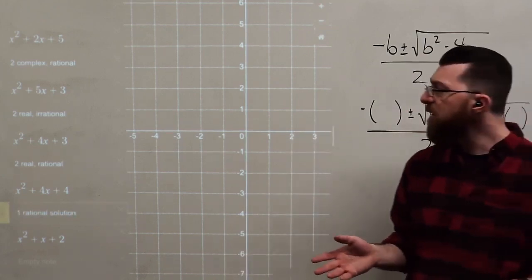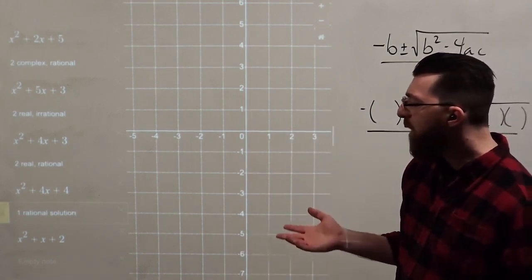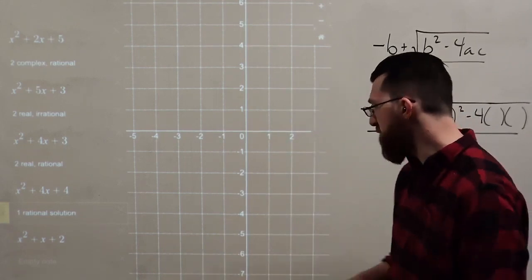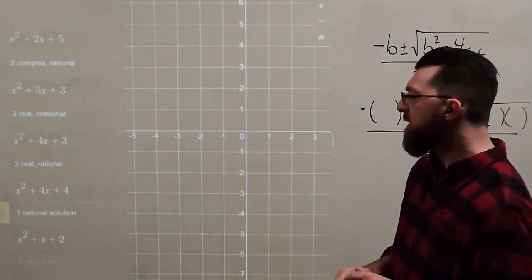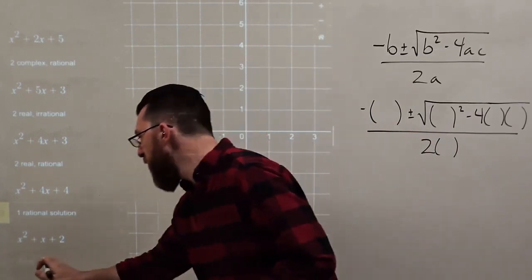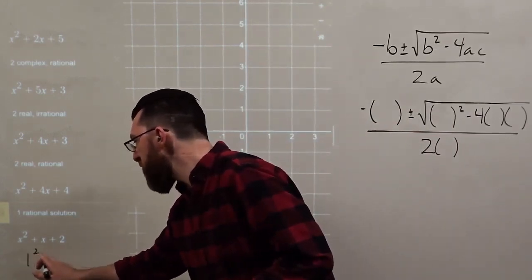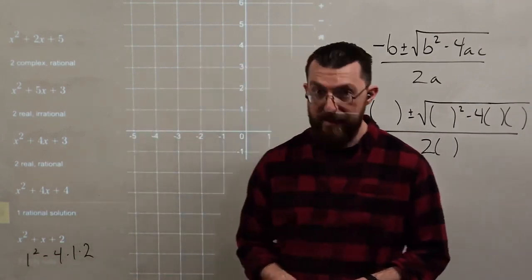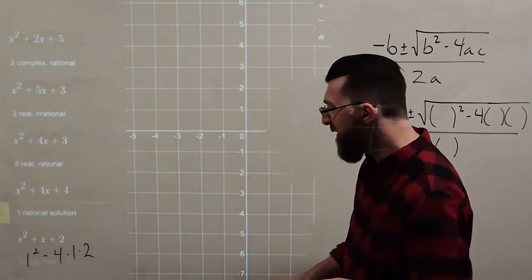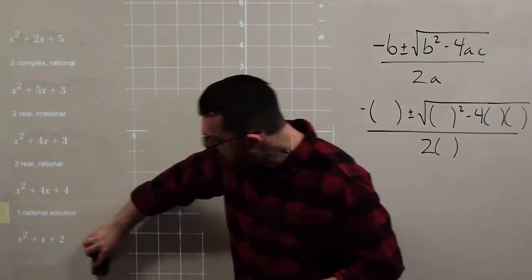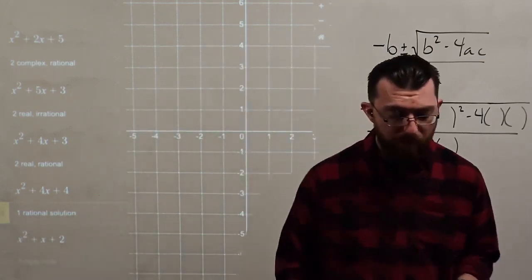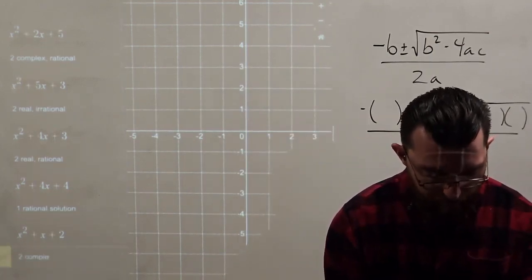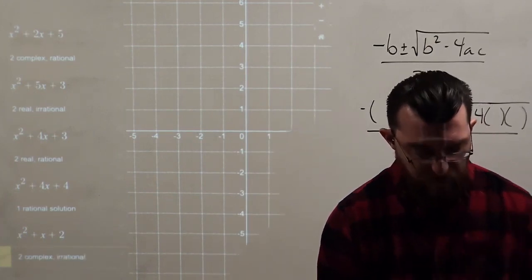Okay, by process of elimination, I've had all my real solutions already, so I'm going to have one more complex one. Let's just see what it is specifically. b squared minus 4ac. b is 1 here, so 1 squared minus 4 times 1 times 2. Okay, that's 1 minus 8. 1 minus 8 is negative 7. Not only is 7 negative, but double whammy, it's also prime. Its square root will be irrational. So this will be 2 complex irrational solutions.